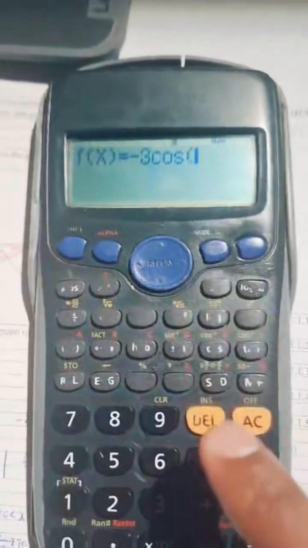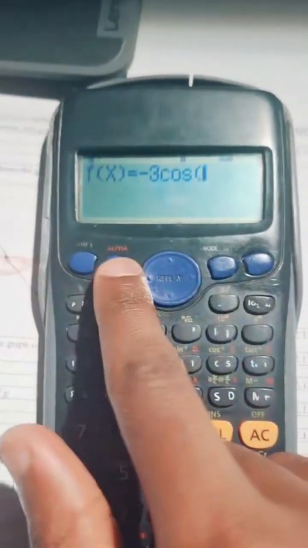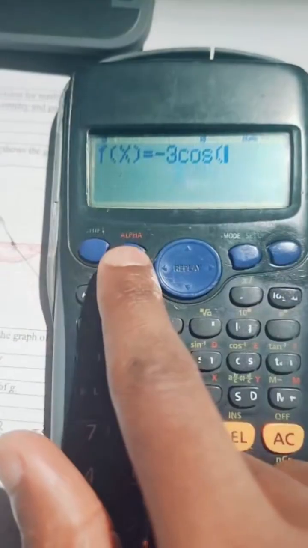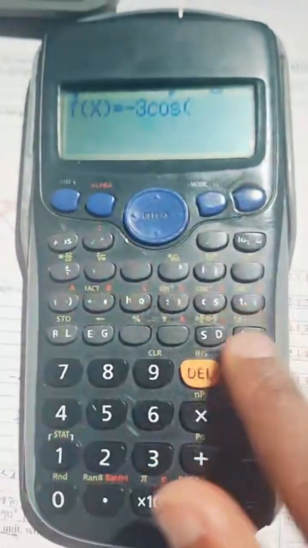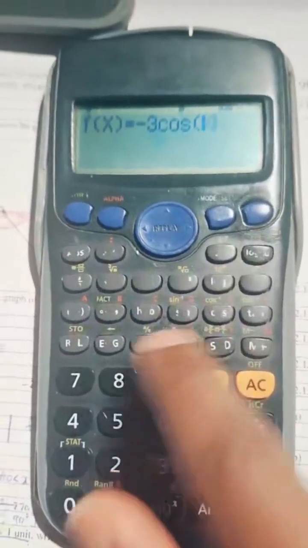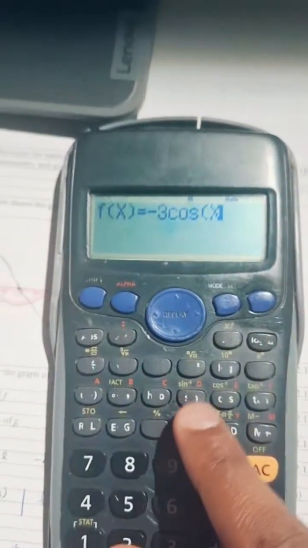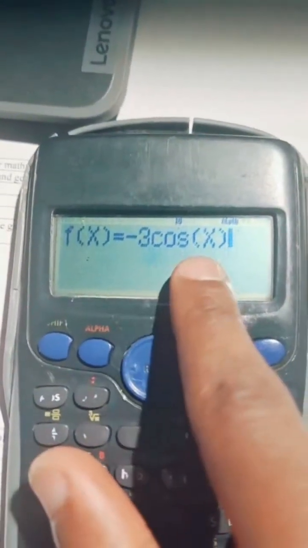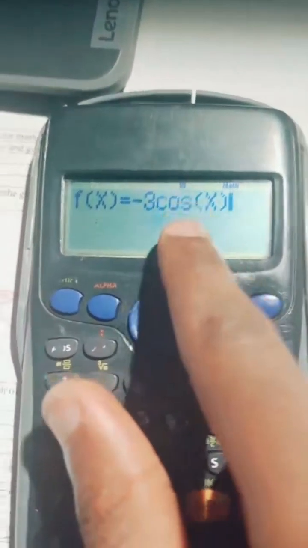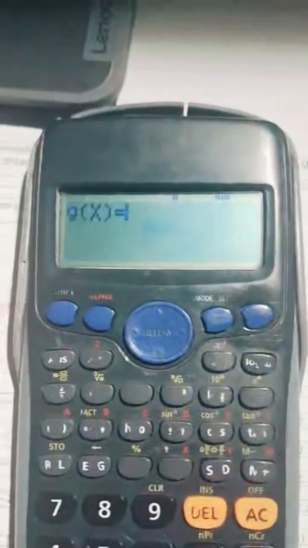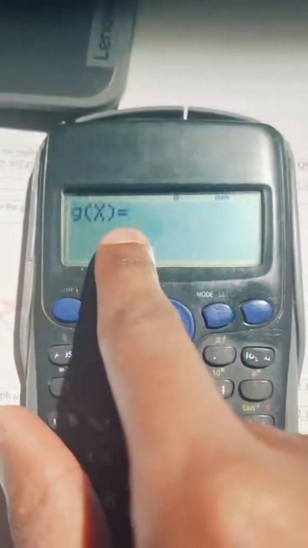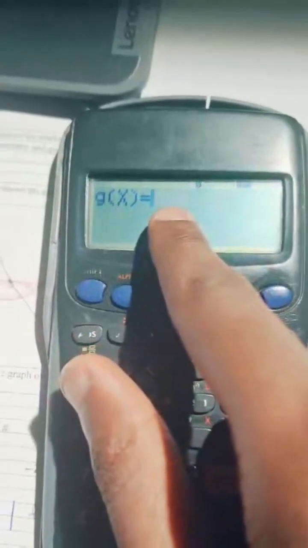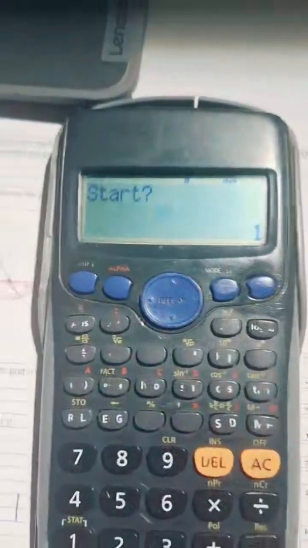Then since we want x as well, we press alpha, because that allows us to select all the red things that are on our calculator. So we want the x there that's in red. We press that, there it is. And then we use the brackets and close it up. So this is negative 3 cos x, the function that we want represented. So we're going to press equal. Now, if we had another function to sketch, we would include it here and type it, but we don't have one, so we're just going to press equal so that we can move on to the next thing.